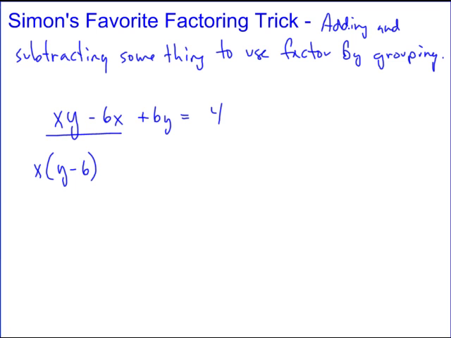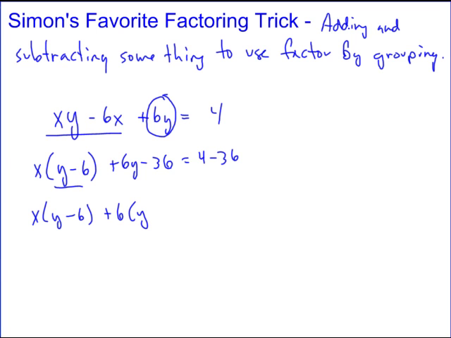Well, to factor by grouping, I need to take something with the 6y that's going to give me a y minus 6. To do that, I need a negative 36, because when I factor the 6 out, that's going to give me y minus 6. But if you add something to one side of an equation, you have to subtract it, or you have to add it to the other side of the equation too. Now I can factor, and you can see that now I can use factor by grouping, so I get x plus 6 times y minus 6, because I'm factoring the y minus 6 out of both those, equals negative 32.